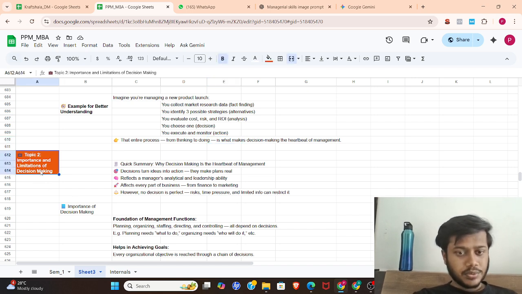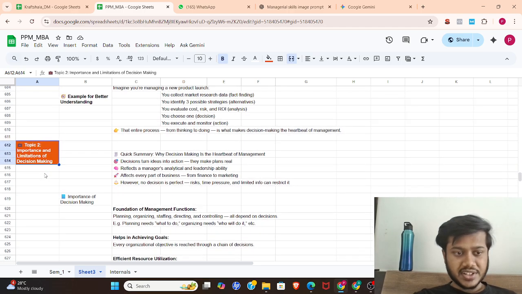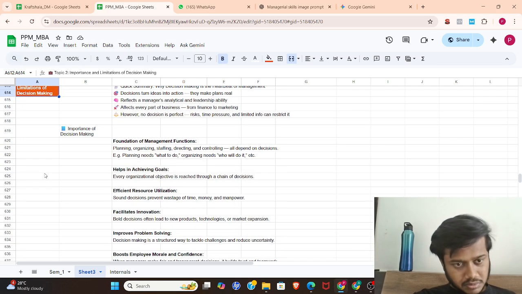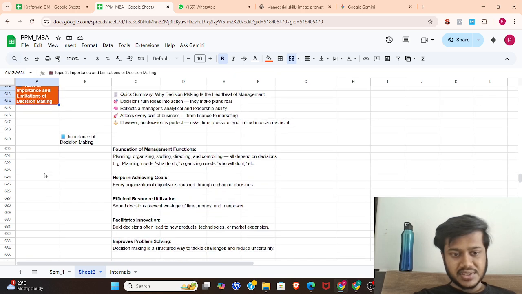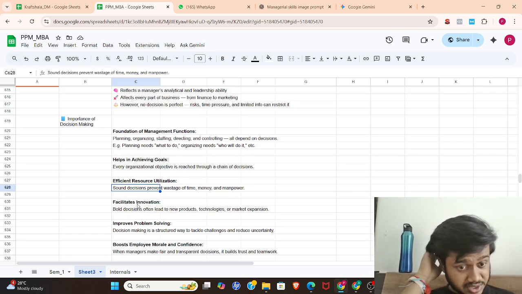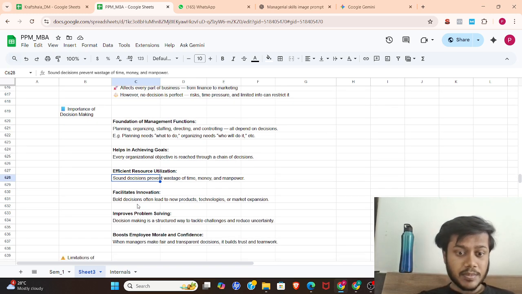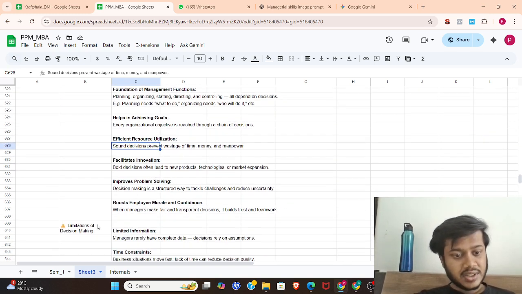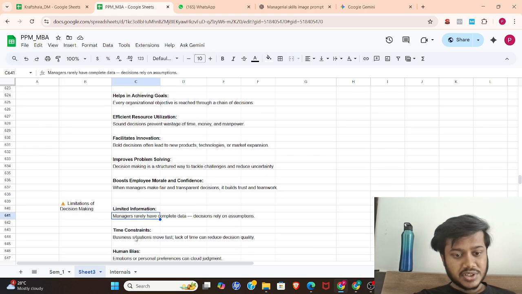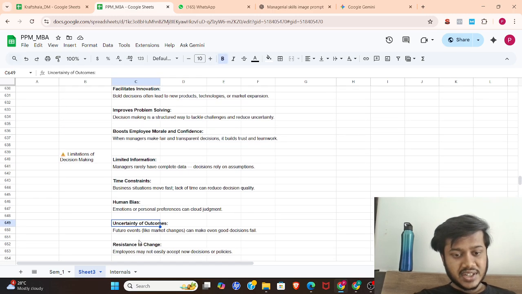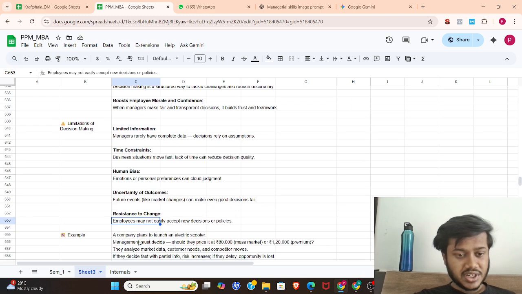So moving to topic 2, importance and limitations of decision making. Obviously, limitations are much the same as importance as well. Importance: it is the foundation of management function, helps in achieving goals, efficient resource utilization, facilitates innovation, improves problem solving, boosts employees' morale and confidence. Limitations: limited information, time constraints, human bias, uncertainty of outcome, resistance to change.